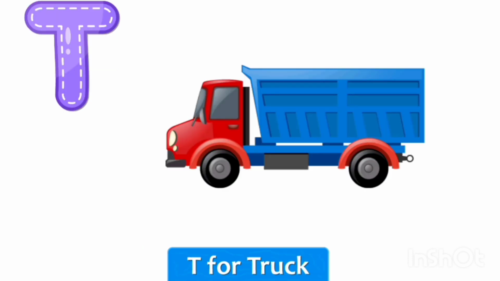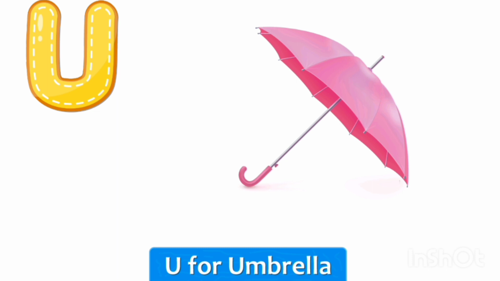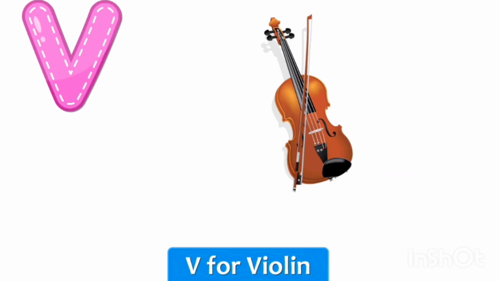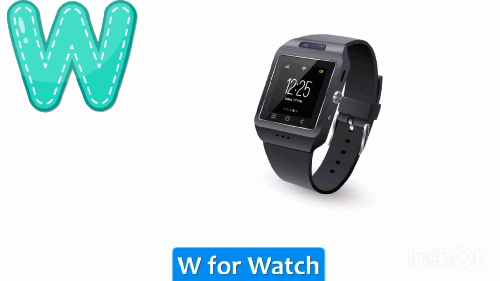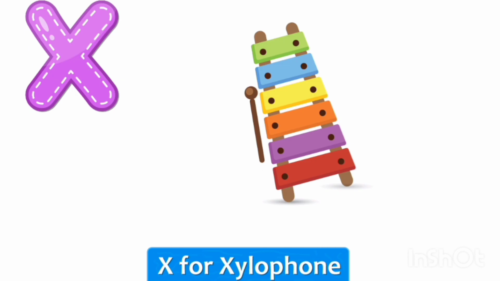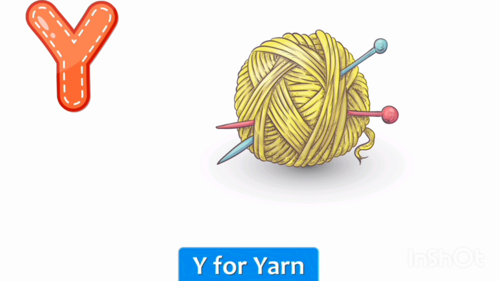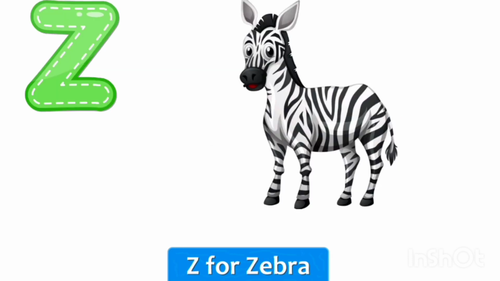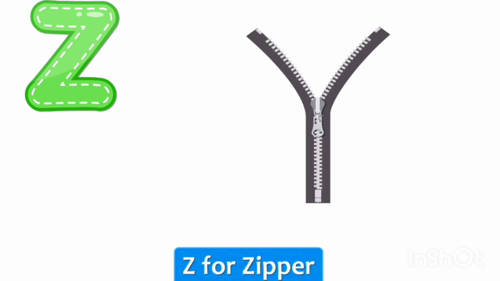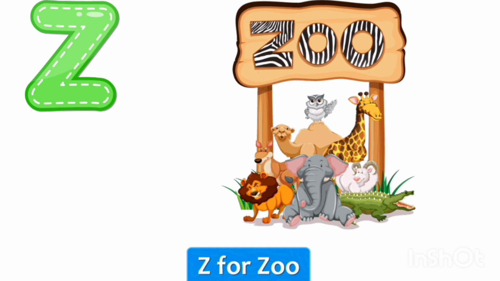T for truck. U for umbrella. V for violin. W for watch. X for xylophone. Y for yarn. Z for zebra. Z for zipper. Z for zoo.